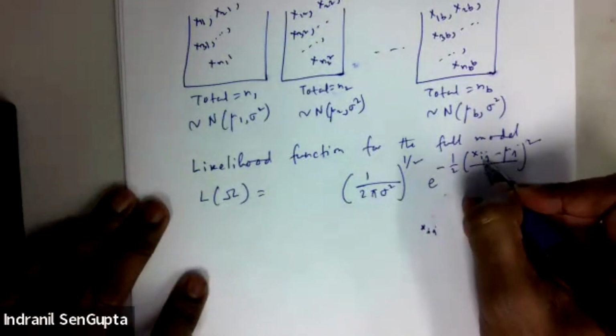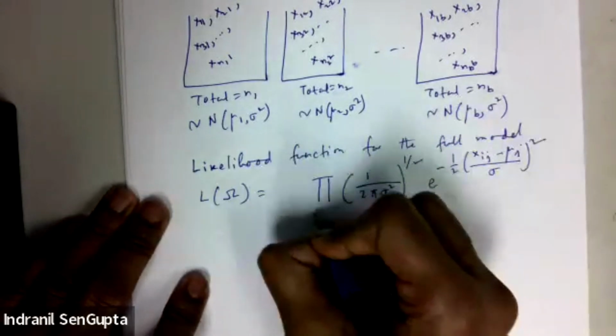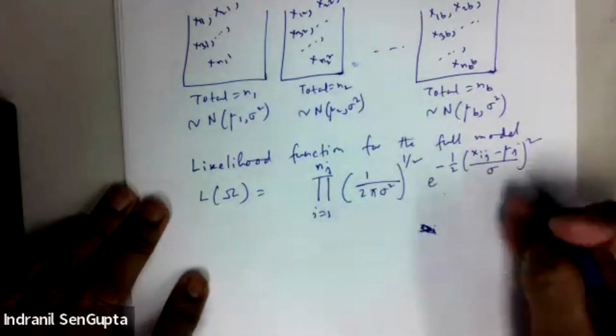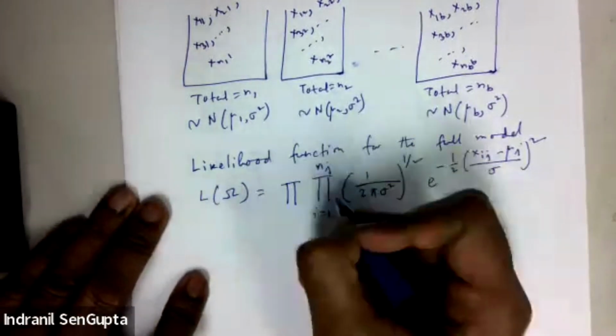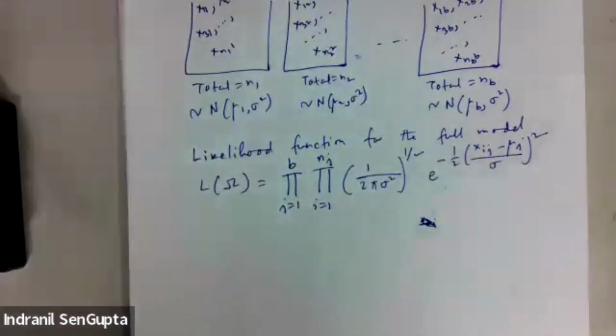Now, how many i's are there for the jth bucket? There are n sub j i's, so i is 1 to n sub j. And finally, how many j's are there? The j's are really from 1 to b. So that's the total likelihood function.